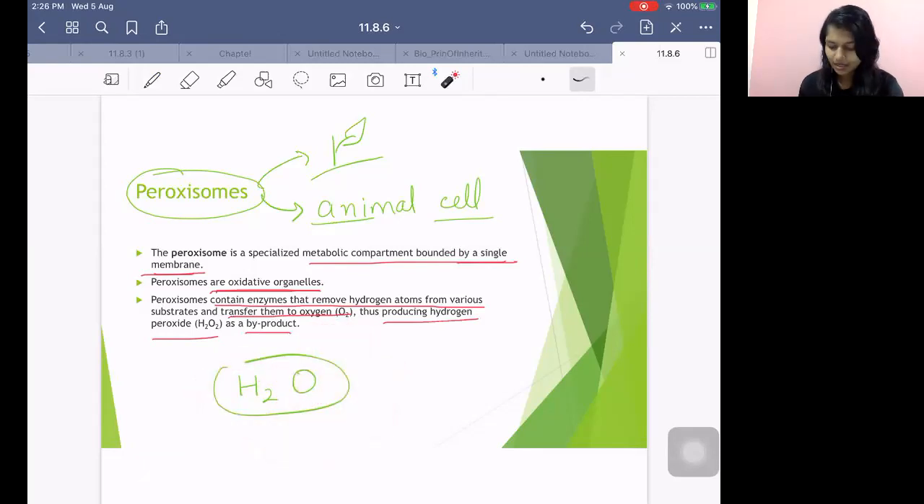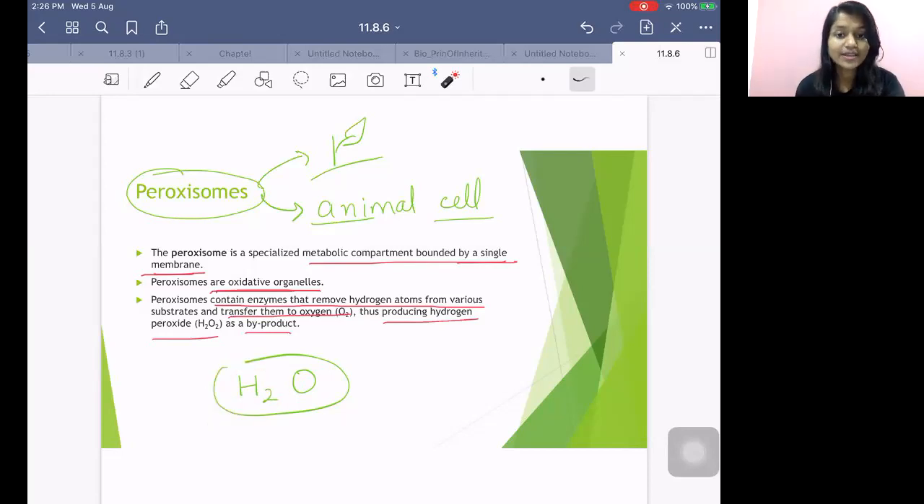There are two ways. You can give oxygen. No problem, you can remove hydrogen. So, what is the function of peroxisome? Removing hydrogen. And when it removes hydrogen, it is actually doing oxidation. So, which kind of organelle is it? It is an oxidative organelle. It can cause oxidation by removing hydrogen.